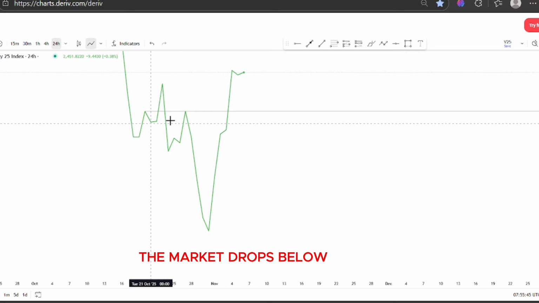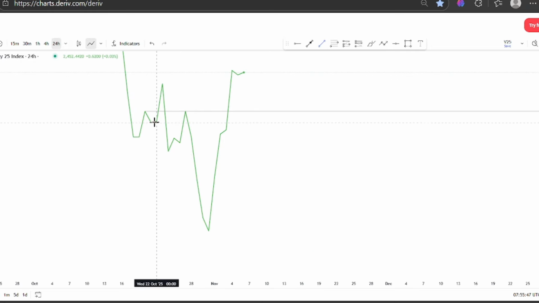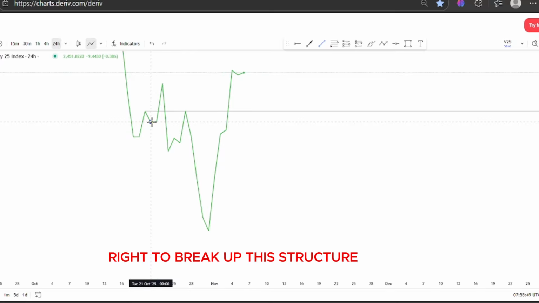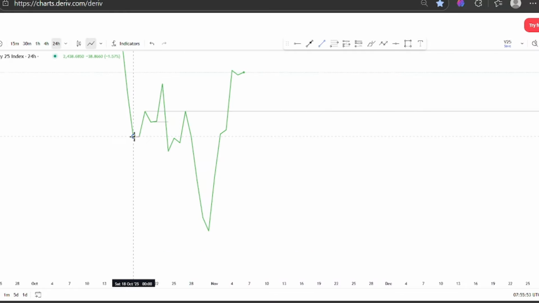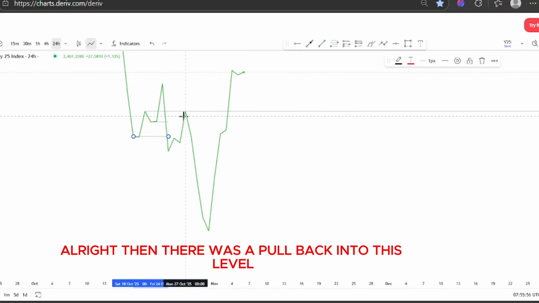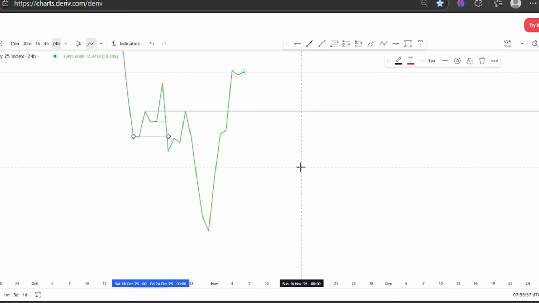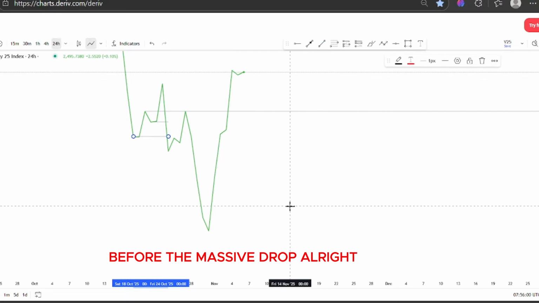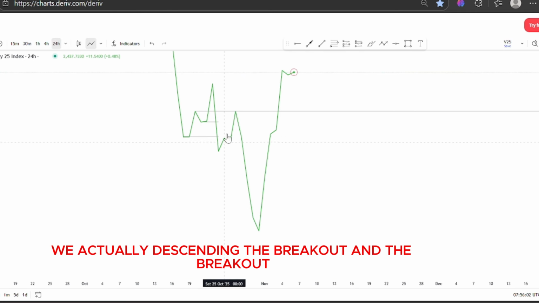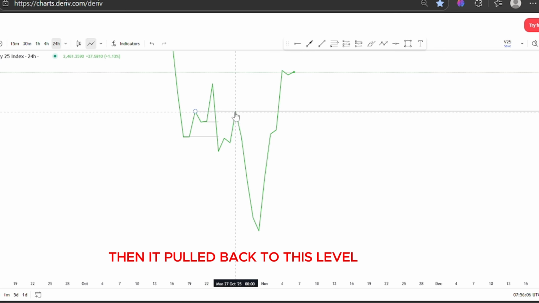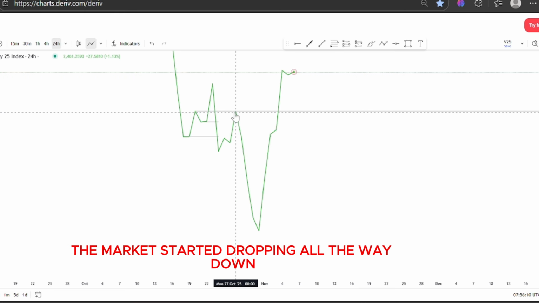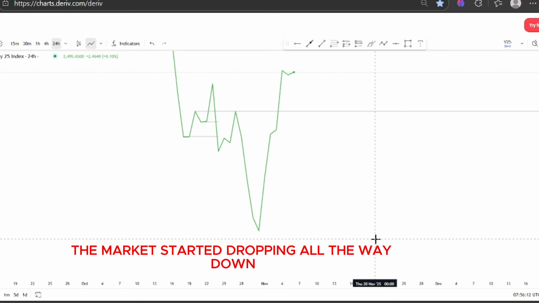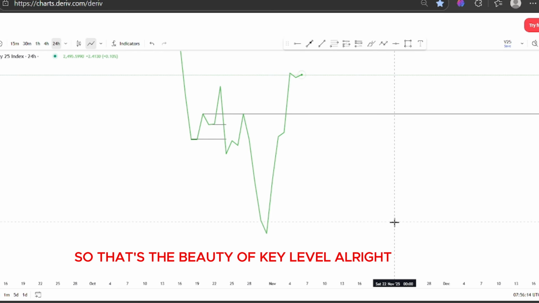The market drops below. There was a break of this structure, right? The break of this structure and even the second structure. Then there was a pullback into this level before the massive drop. So we're actually descending. They break out and break out, then they pull back to this level. And you see the accuracy: at this very price, the market started dropping all the way down. So that's the beauty of a key level.